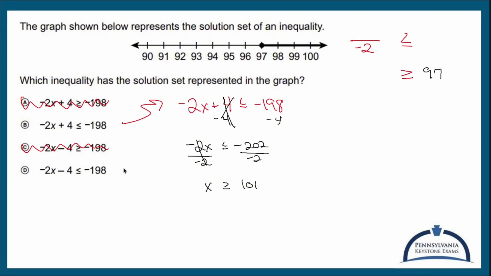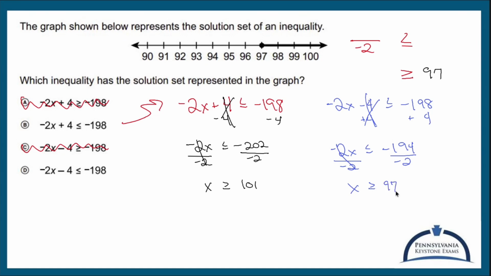Okay, make sure I didn't make a little mistake. So let's test D out here. -2x minus 4 is less than or equal to -198. Add 4 to both sides, cross you out, and that's -2x is less than or equal to -194. Divide both sides by -2, flip the sign, and x is greater than or equal to +97, which is the one that I want. So the answer is going to be D, baby.